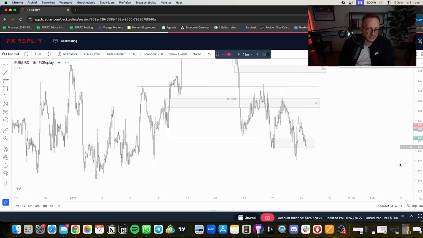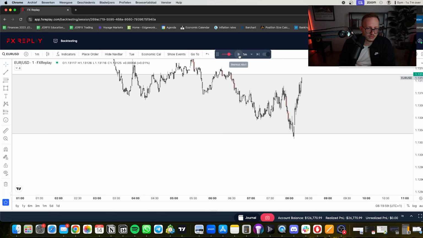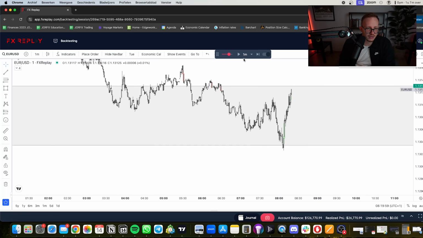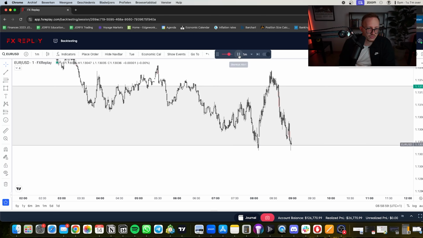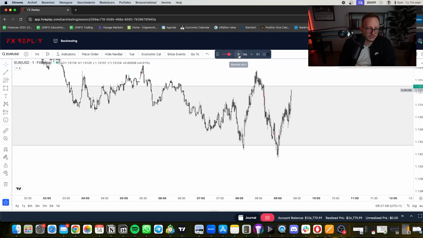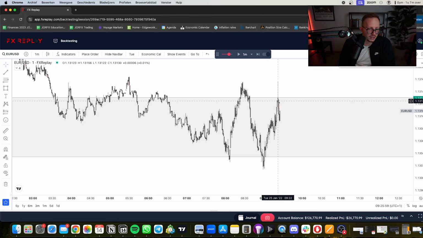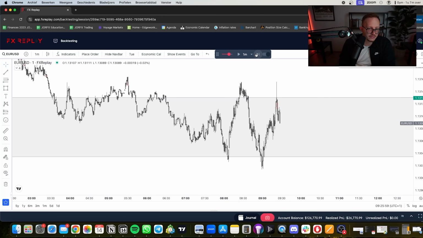Pretty much the same trade as we took the previous day right here. So we want to see buys have been taken. That's right now the case. And price is already moving before London could even come close to it. Sell side got taken out. We want to see a good entry, most probably something like this.